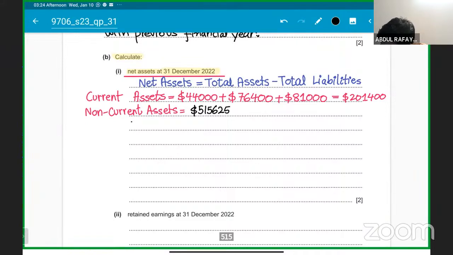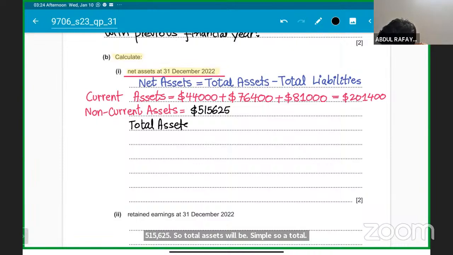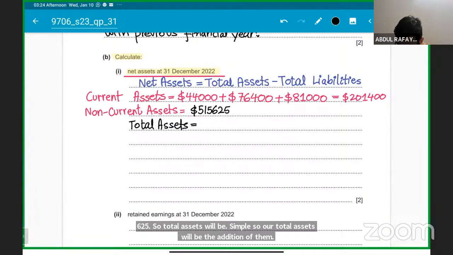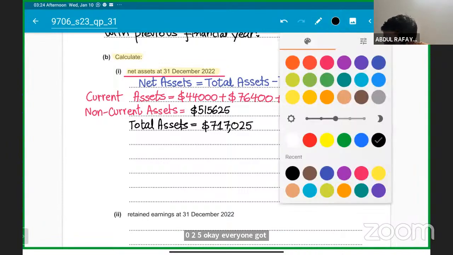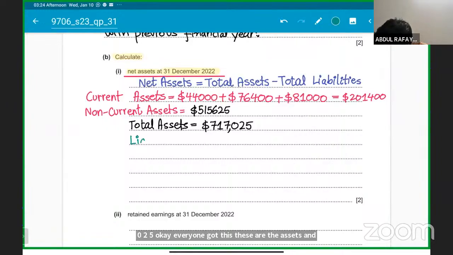515,625. So total assets will be simple, sir. Total assets will be the addition of them. That is 515,625 plus 201,400, all the current assets. So I'm getting them as 717,025. Okay. Everyone got this? These are the assets. And then you do the working for the liabilities, students.